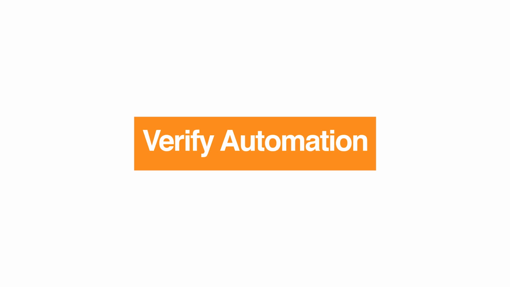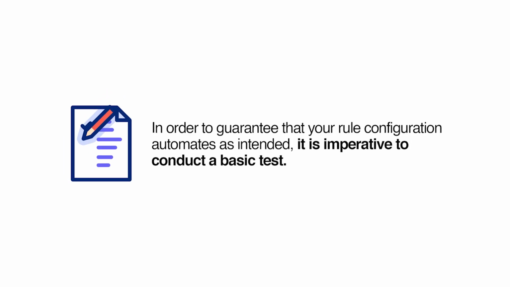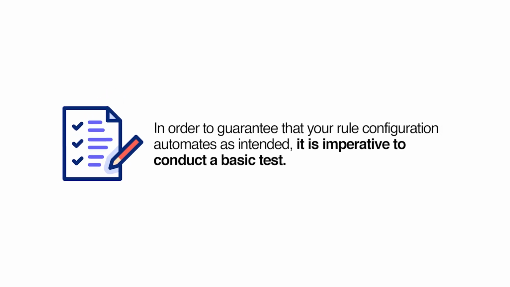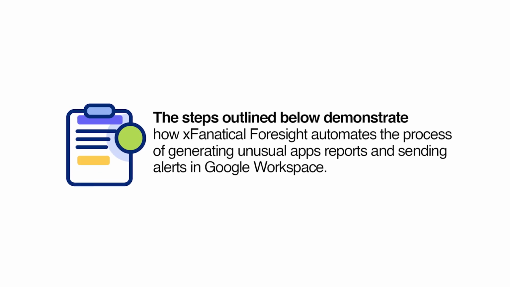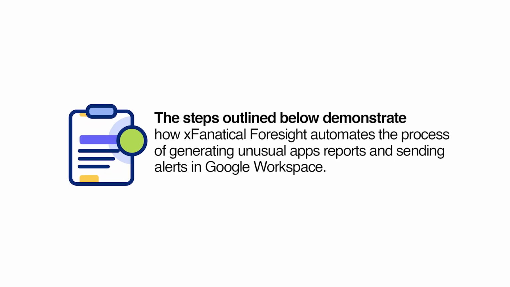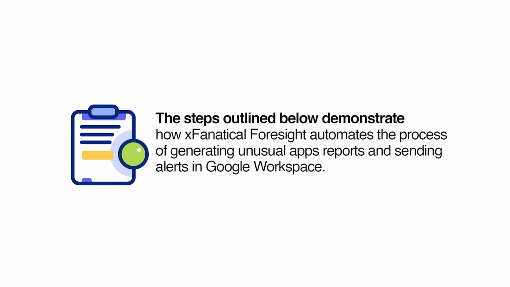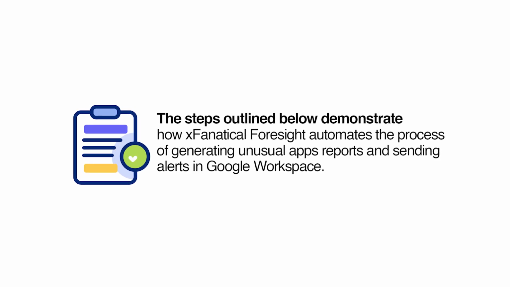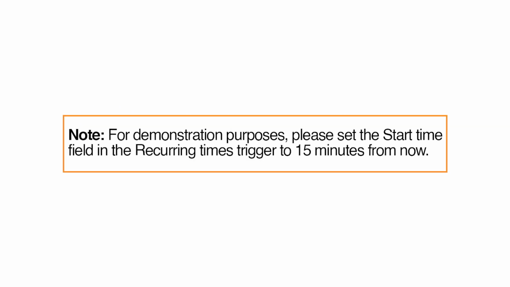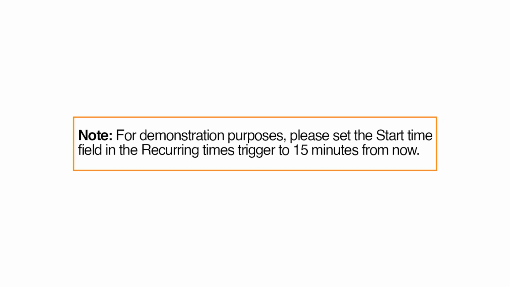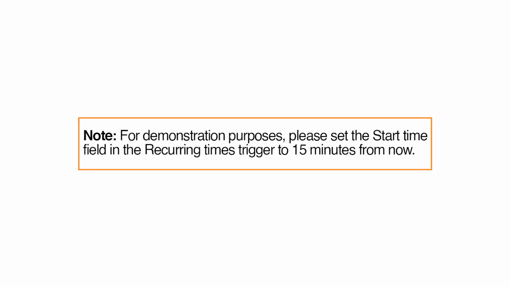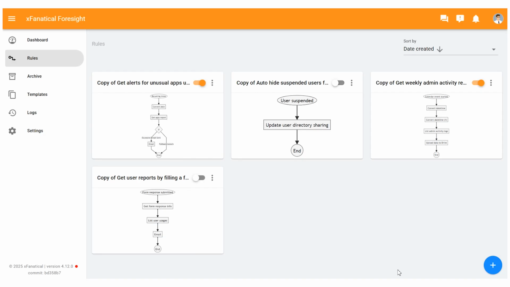Verify automation. In order to guarantee that your rule configuration automates as intended, it is imperative to conduct a basic test. The steps outlined below demonstrate how xFanatical Foresight automates the process of generating unusual apps reports and sending alerts in Google Workspace. Note: for demonstration purposes, please set the start time field in the recurring time trigger to 15 minutes from now. Go back to xFanatical Foresight.